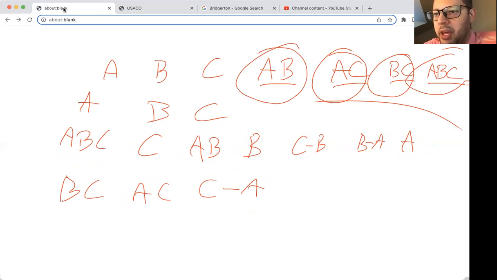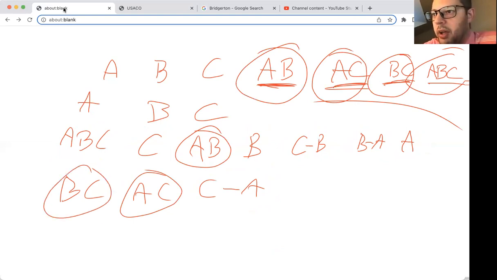So AB can be generated because AB is already in this list. AC can be generated because AC is in this list. BC can be generated because it's in this list. And ABC can be generated because that's in the list.